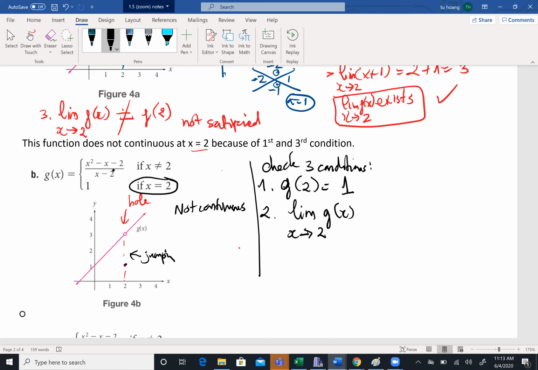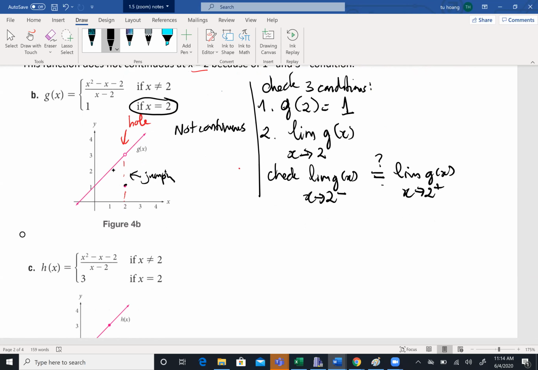So I would like to check it using the definition of the limit. So I would like to check the limit of g(x) when x goes to 2 from the left-hand side, and the limit of g(x) when x goes to 2 from the right-hand side. I'm going to check if they are equal to each other. Then I can say the limit of g(x) exists. Okay. So now let me check.